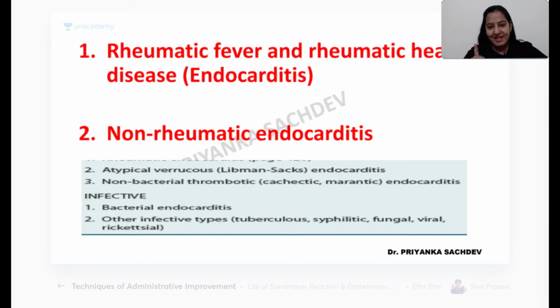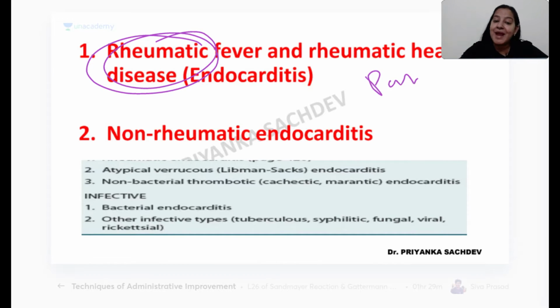In the last lecture we already covered rheumatic endocarditis. Not only endocarditis, we covered rheumatic pancarditis, because in rheumatic fever or rheumatic heart disease all 3 layers are involved: endocardium, myocardium and pericardium. When all 3 layers are involved, it is known as pancarditis. Pan means all layers are involved. So rheumatic endocarditis we have covered.